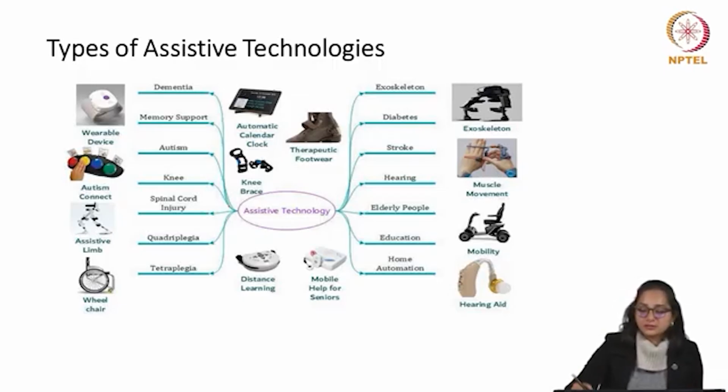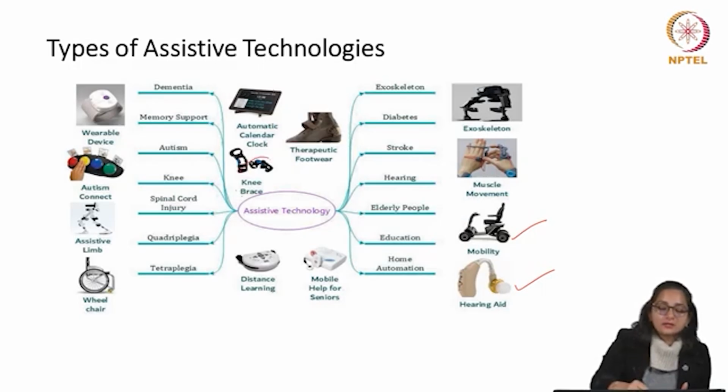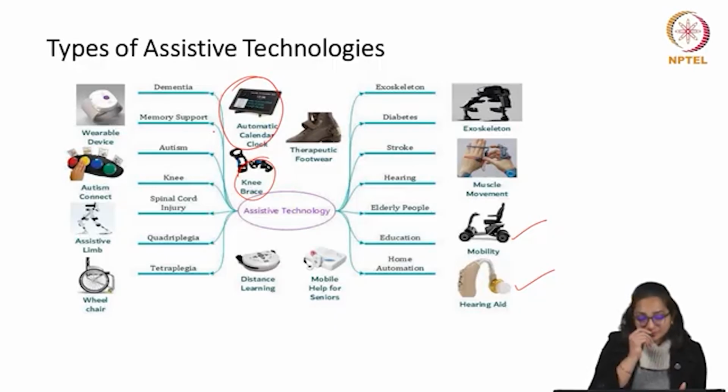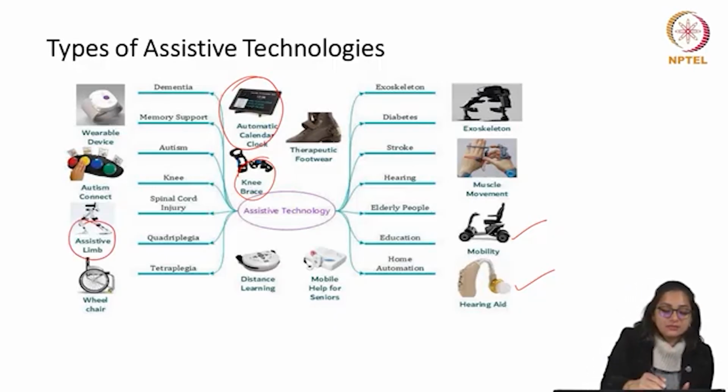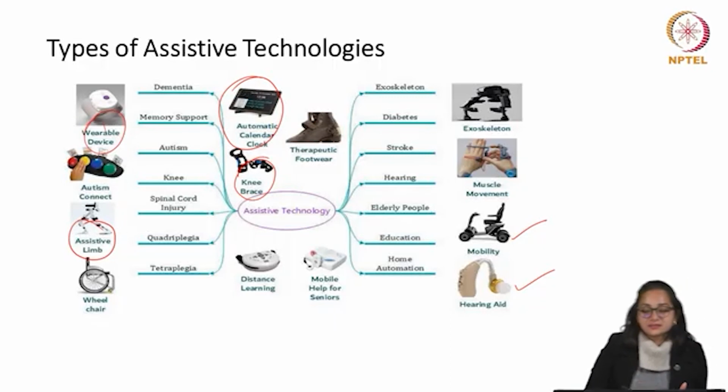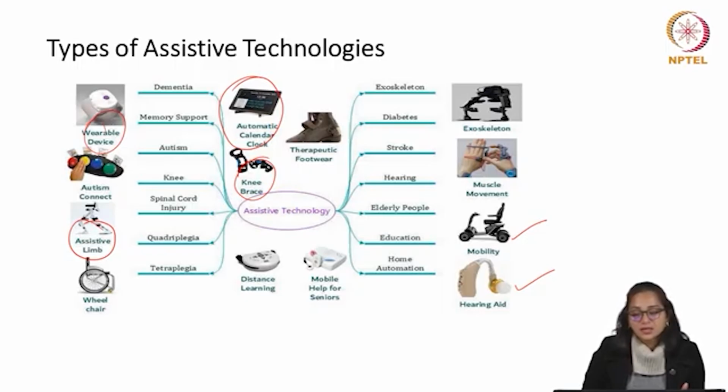So even the common ones like a wheelchair or a hearing aid, all of those. But also a knee brace or an automatic calendar clock, assistive limbs, wearable devices, all of these can help us in improving our day-to-day interaction with the world at some level. So exoskeleton or muscle movement, all of these.